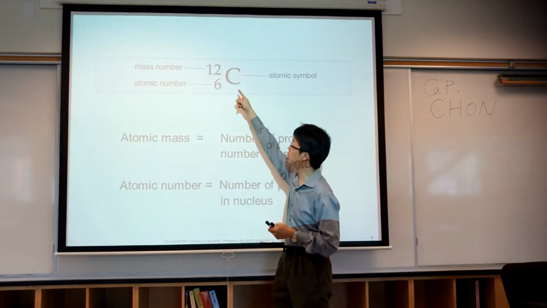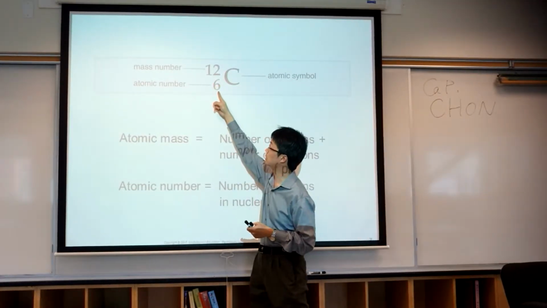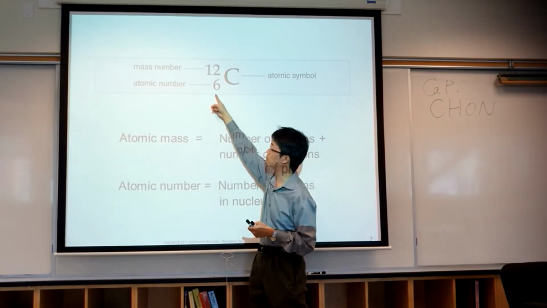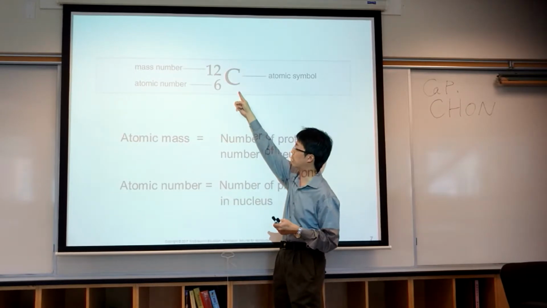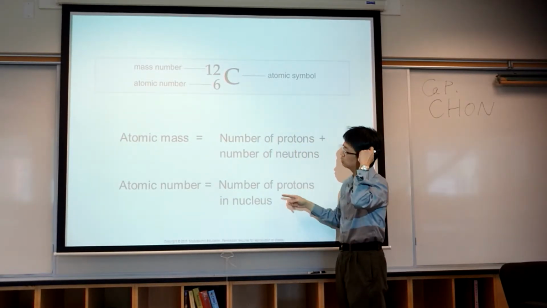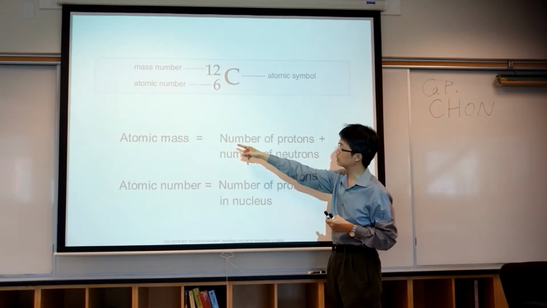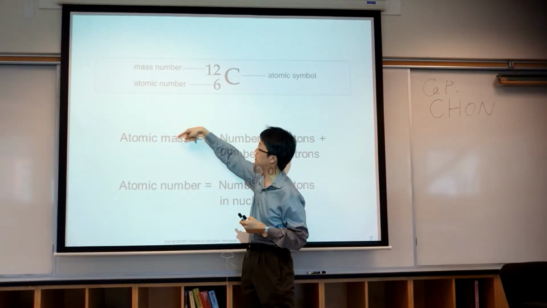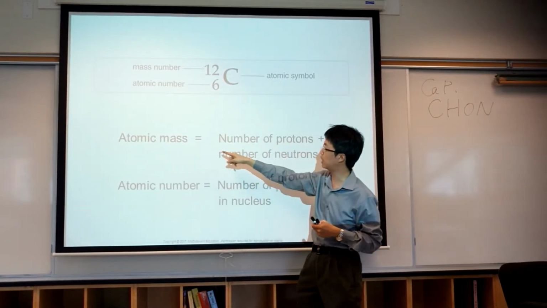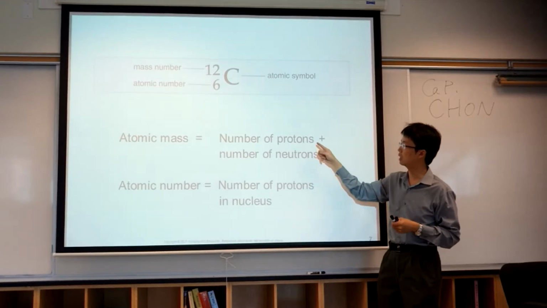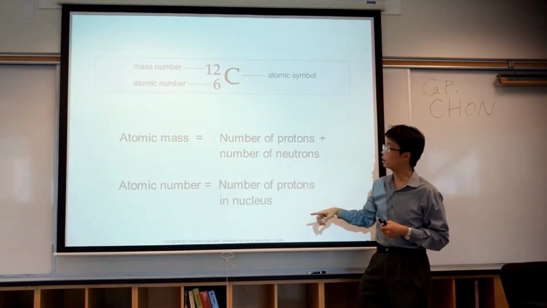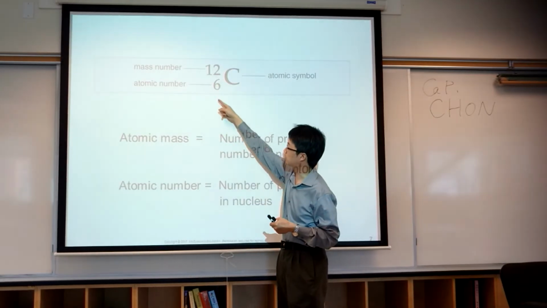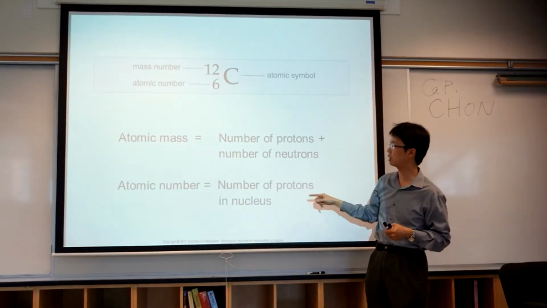The first number on top is the mass number. The second number at the bottom is the atomic number. And this is the symbol for the element. So you have to know that atomic mass is the same as mass number. It's the same term, mass number and atomic mass. Basically, it's the number of protons plus the number of neutrons. And then the atomic number, the bottom one, is only the number of protons.